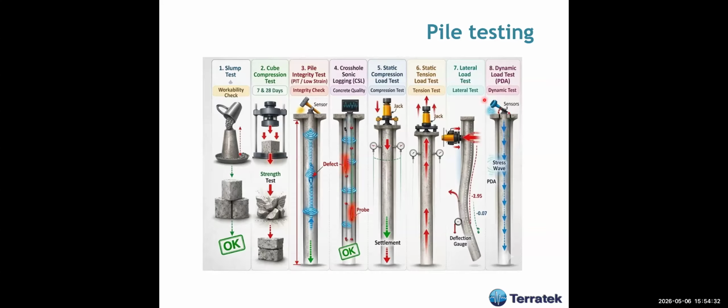Then this is the static compression load test, the most important test for compression loads, in which we test the pile for loads up to 5,000 kilonewtons. 5 meganewtons is very, very common. We can also do a static tension load test. If you have considerable tensile design loads, you should do the tension load test. You can do lateral load tests when you have high lateral loads on the piles. And we do a lot of dynamic load tests, the PDA.